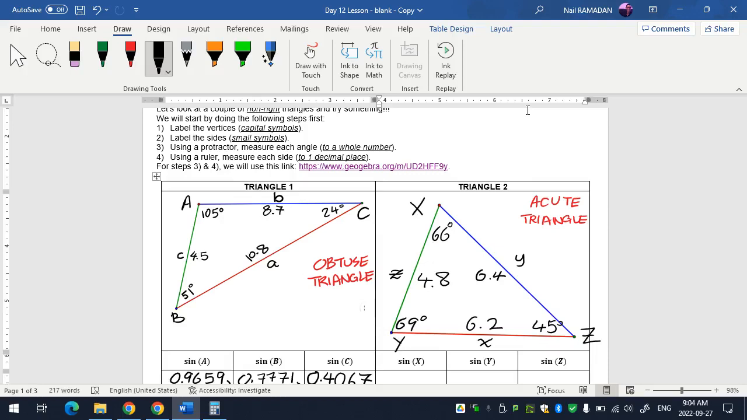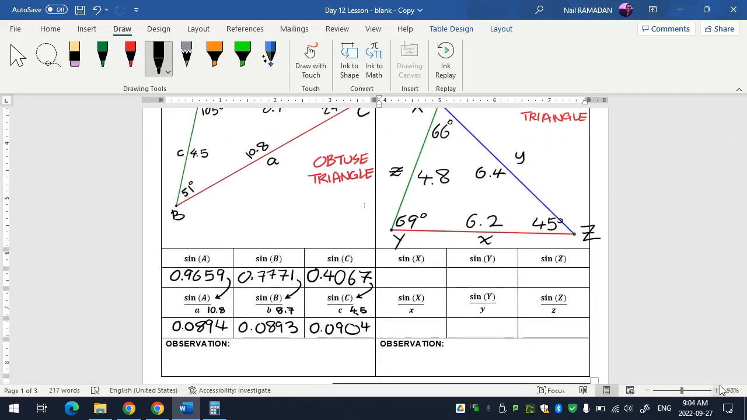All you have to do at home is find out sine of x, sine of y, sine of z, which have got to be three different numbers. Everyone, those three are different. But when you divide them by small x, small y, small z, they should come out to be almost the same. When you divide them, these are different, but when you divide them, they should come out to be the same.